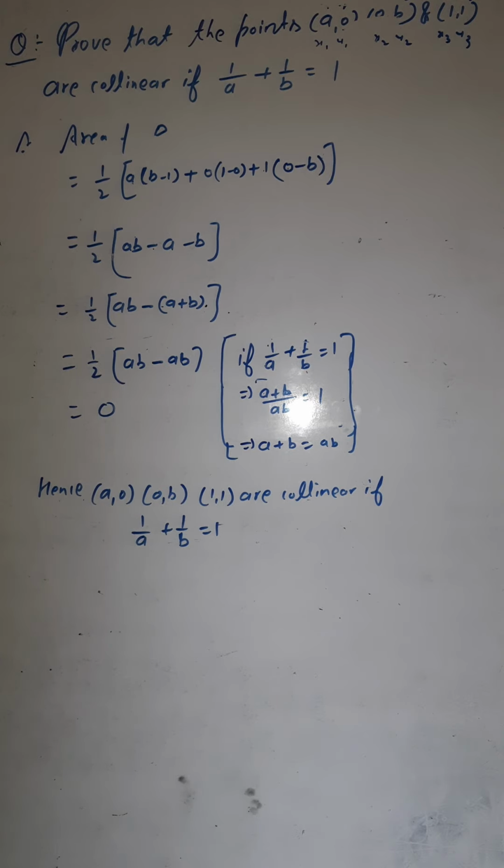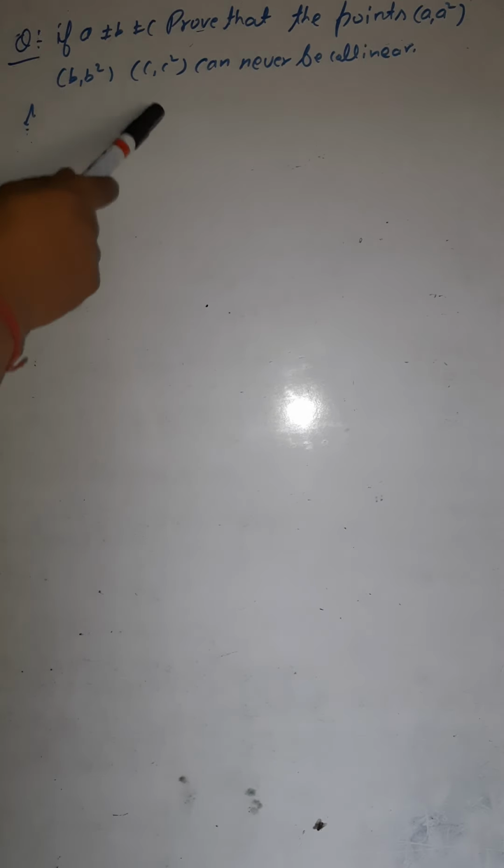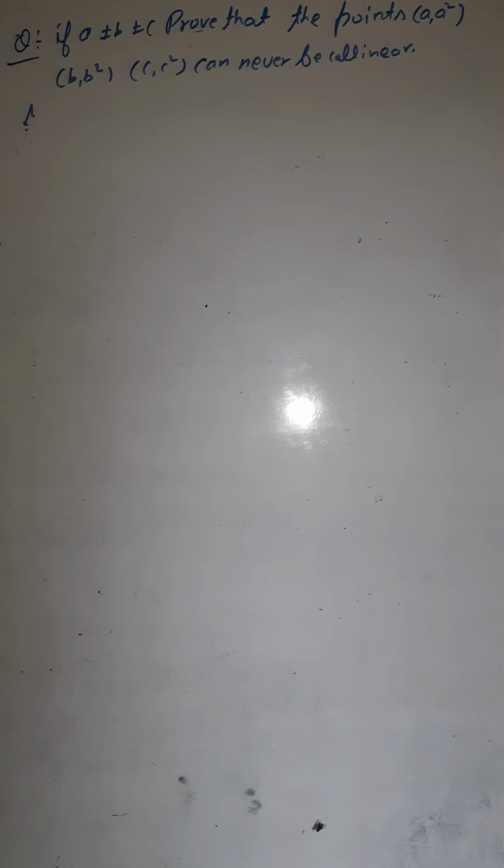Okay, so write down this. We would be doing the next thing. Now I have a new question for you. The question is, if a is not equal to b and not equal to c, prove that the points a comma a square, b comma b square, and c comma c square can never be collinear. So these points can never be collinear if a, b and c are not equal to each other.